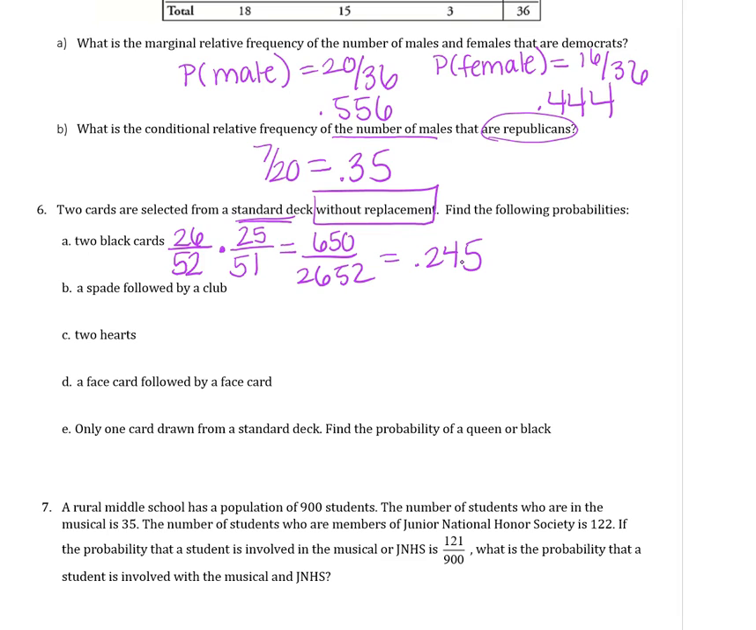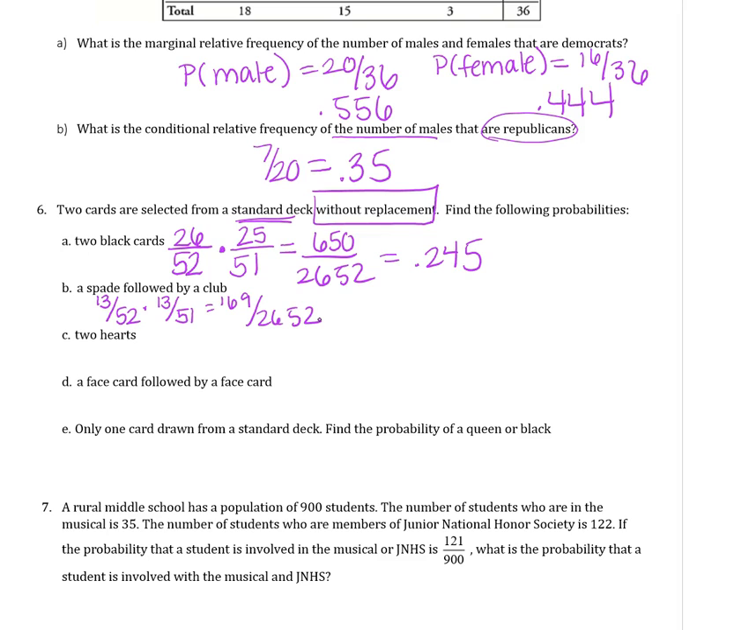A spade followed by a club. A spade and a club are each suits in our deck. There are 13 spades and 13 clubs. So if I pull out a spade, that's 13 out of the 52 cards. If I pull out a club, I still have 13 clubs in the deck because I didn't pull one out. However, because I didn't put the original card back, I'm only pulling from 51 cards. So that would be 169 out of 2652, and then whatever that divides to.